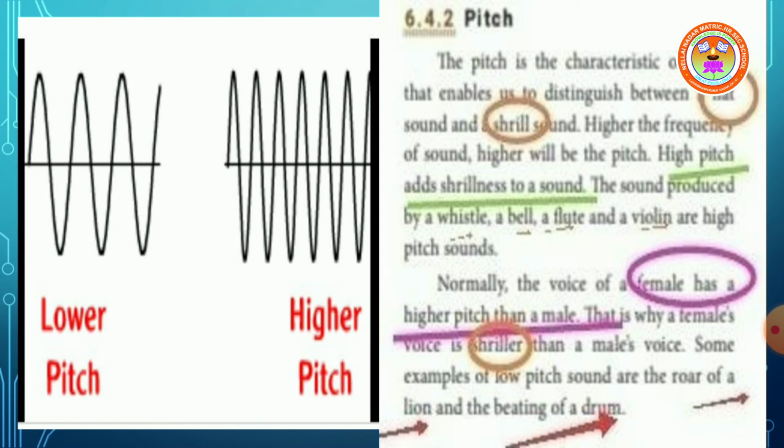Some examples of low pitch sound are the roar of a lion and the beating of a drum. So, two examples of low pitch, that is flat sound: the roar of a lion and the beating of a drum.